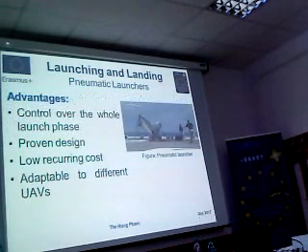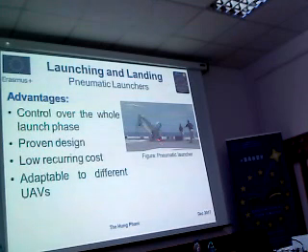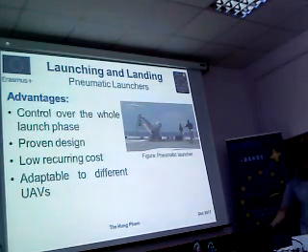The advantage of this method is it can control the whole launch phase. It can control from the start to the end of the rail. It is a proven design, and also has a low recurring cost. The cost for maintenance is low, and it adapts to different types of UAVs, even heavy UAVs.